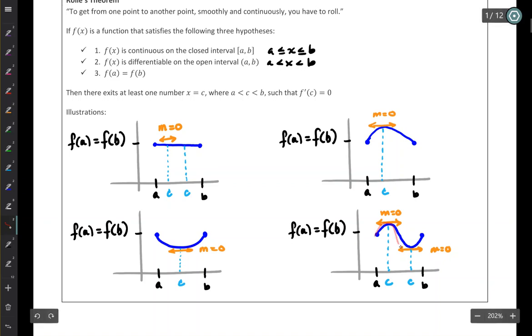And maybe you increase or decrease more than once. In my picture here, we've got it increasing, decreasing, and then increasing again. There's going to be at least one place, in my picture here, 2 places where the derivative is 0. And that's Rolle's theorem.